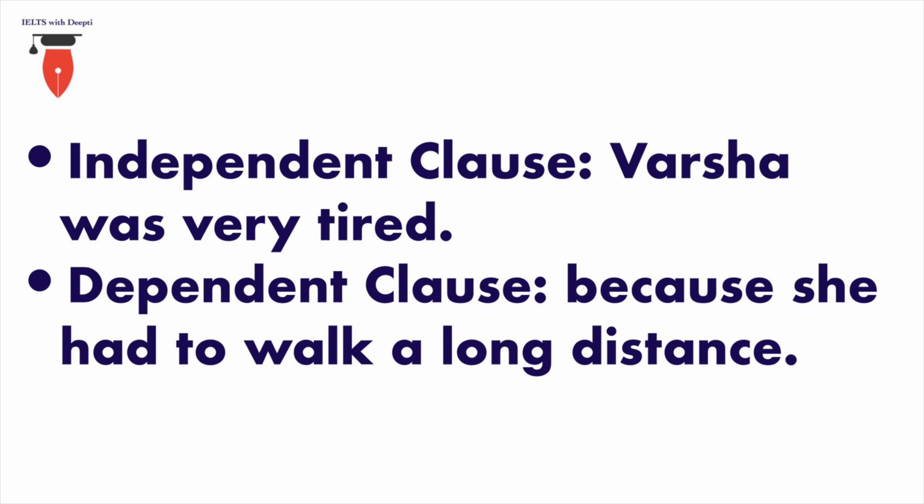To understand this better, let us take this example. Any sentence can be made up of independent clauses and dependent clauses. Independent clause is a clause which is complete in itself. It does not require anything else to complete its meaning. For example, Varsha was very tired is an independent clause. Dependent clause is not a complete sentence. It needs the help of another sentence to complete its meaning.